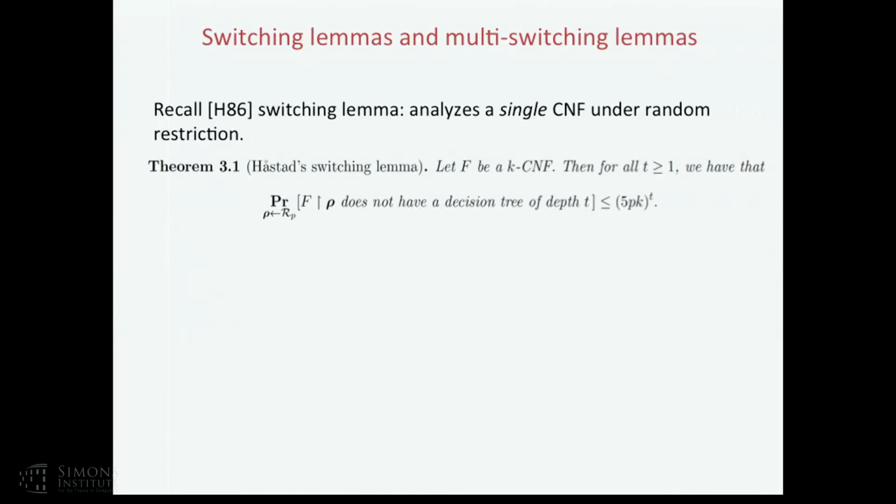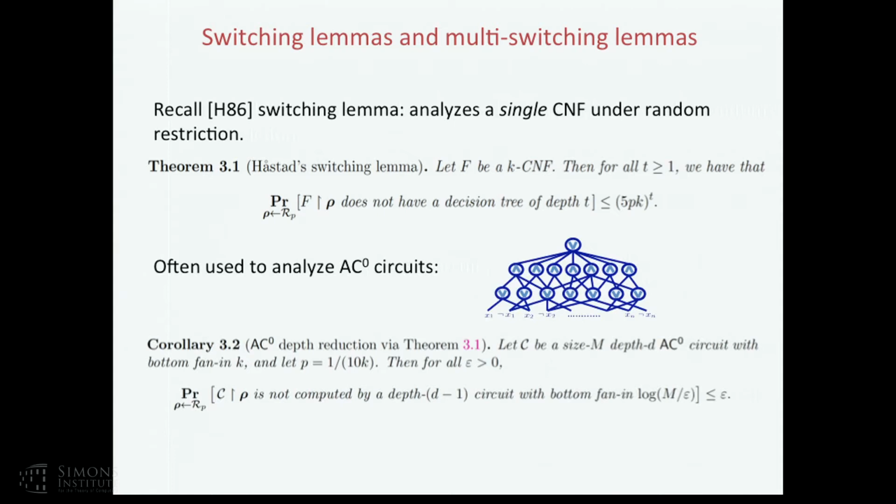Okay. So again, switching lemmas and multi-switching lemmas. We saw already a written out version of Håstad's switching lemma. It tells us that when you hit a CNF with a truly random restriction, it's very, very likely to collapse to a shallow decision tree. It's very likely that some shallow decision tree computes it. Okay? Good.